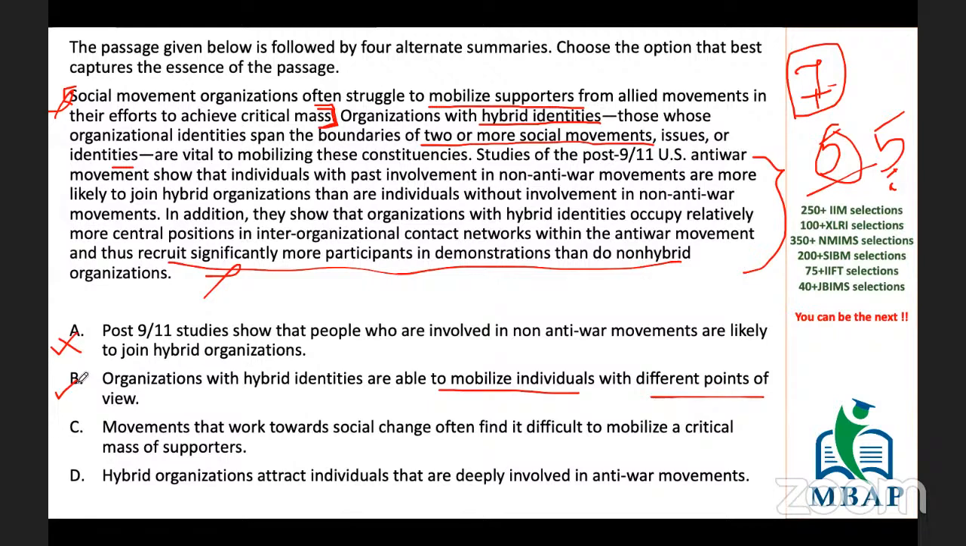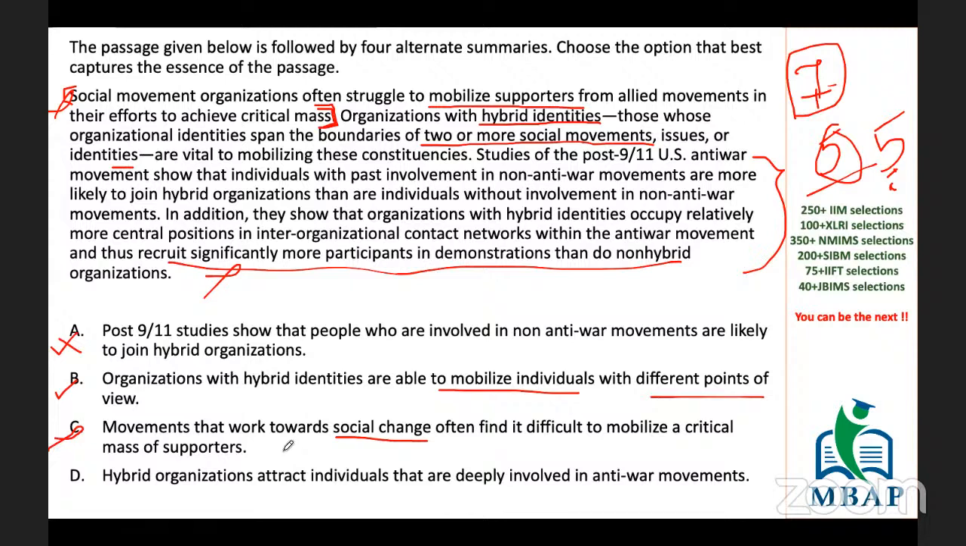Okay. C says movements that work towards social change often find it difficult to mobilize a critical mass of supporters. Okay, so this can be conclusion. But this cannot be summary because first of all, मैंने थोड़ा सा कर दिया. Even hybrid organizations are those only who are working towards the social change. So I'm little too vague and too generalized. So this can be conclusion after giving some more explanation. Okay, अगर हम hybrid को ये prove करें that other social organizations are working better than these, other movements are working better than these hybrid identities, then it can be the conclusion, but definitely not the summary of the passage.